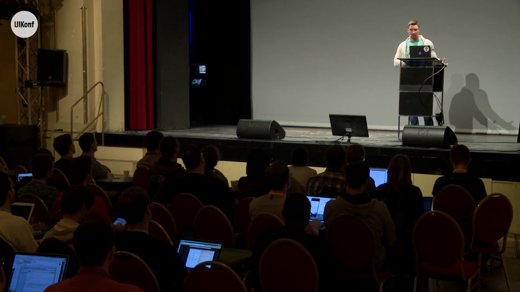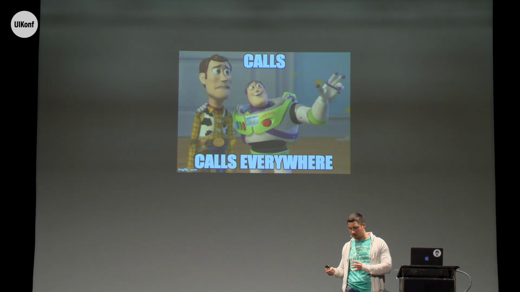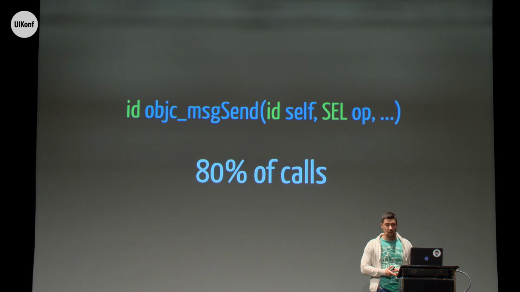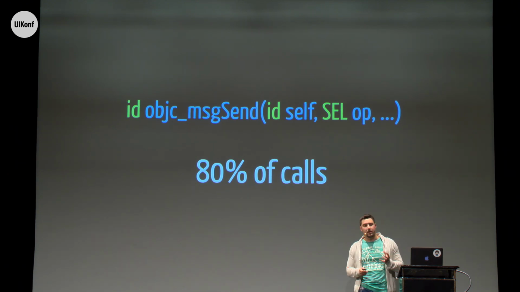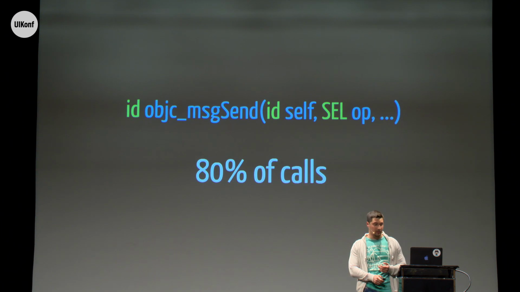When we open our application in Hopper, we see a lot of calls. As we remember, all the method calls are invoked through the objc_msgSend C function. It looks like this. The first parameter is the receiver, the other one is the selector. 80% of all the calls will be invoked through objc_msgSend. It is really helpful for reverse engineering.